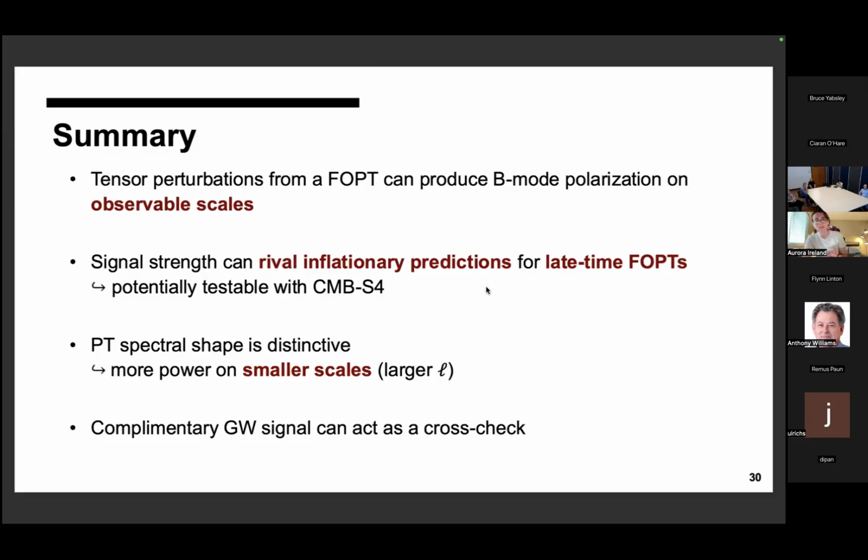It's not a death knell for having an observable from inflation, because the spectral shape is distinct from the inflationary one. So if you see a B-mode signal, you can measure on multiple angular scales, which, actually, I don't know how difficult that is. But if you make enough measurements, you can flesh out what the spectral shape is. You can tell this source apart from inflation. Or you can also look for the complementary gravitational wave signal to act as a cross check.